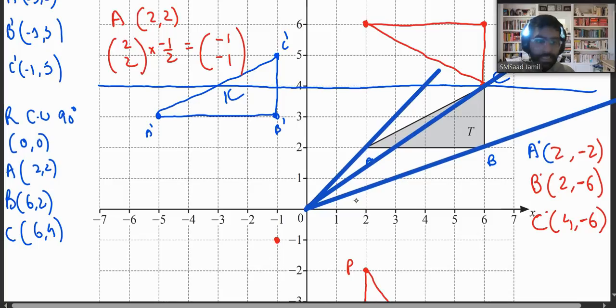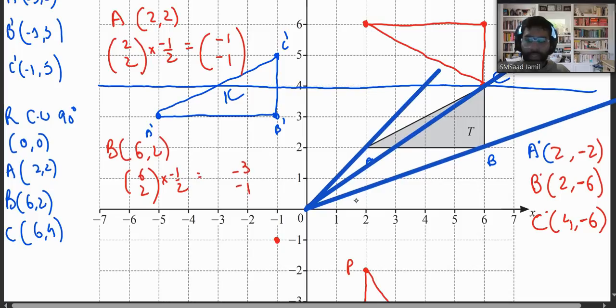Point B coordinates are 6 comma 2. Alright, write it down like this, 6, 2, multiply it with negative 1 upon 2. It becomes minus 3, minus 1. So minus 3, minus 1 is this point. And then you have the C coordinate, which is 6 comma 4. Multiply it with again minus 1 upon 2. It becomes minus 3, minus 2. So look, you guys made the triangle transformation.